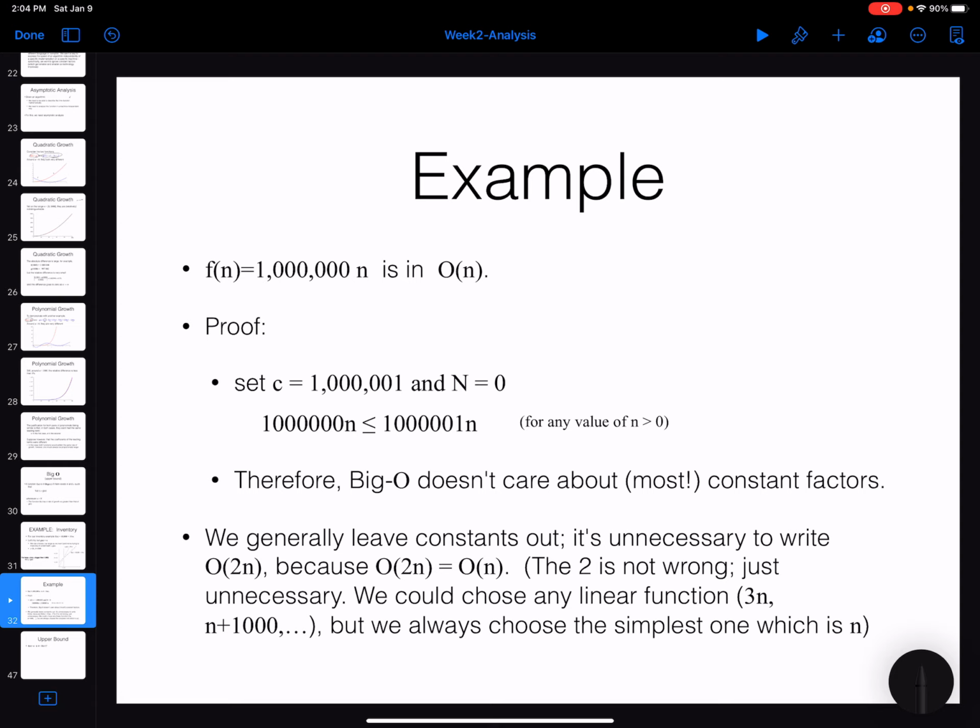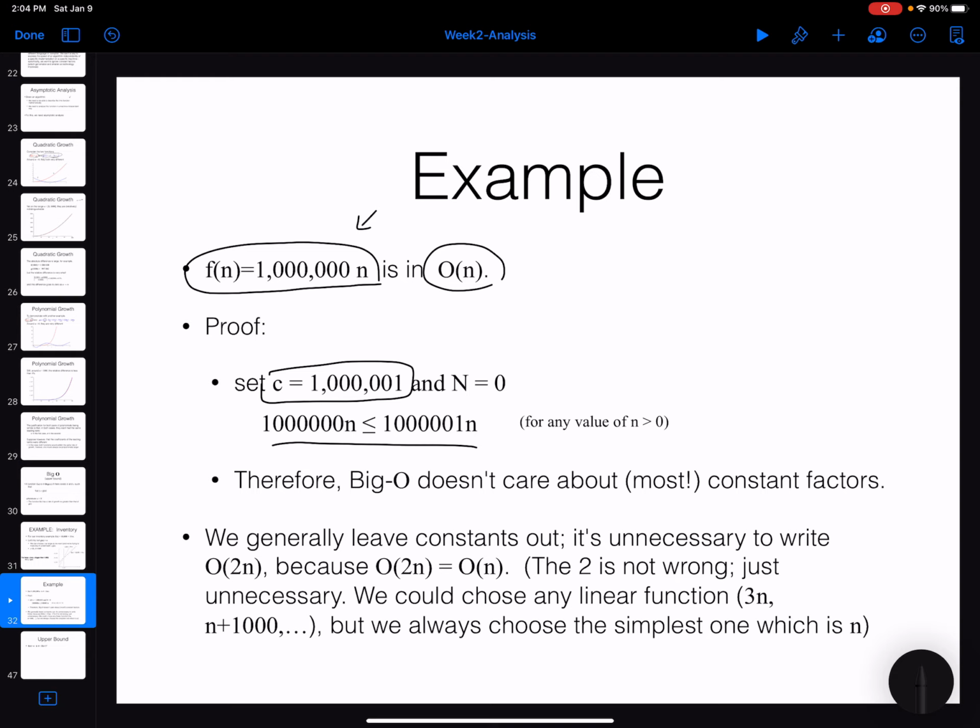Let's see another example. It doesn't matter how big the coefficient of your function is, because I can say that f of n equal to 1 million n is in big O of n. This is going to be linear. Why? Because I can find a bigger constant to make f of n always less than c multiplied by g of n.